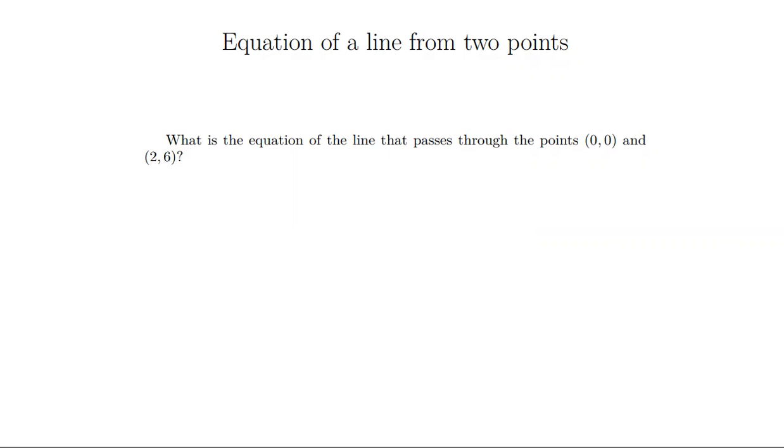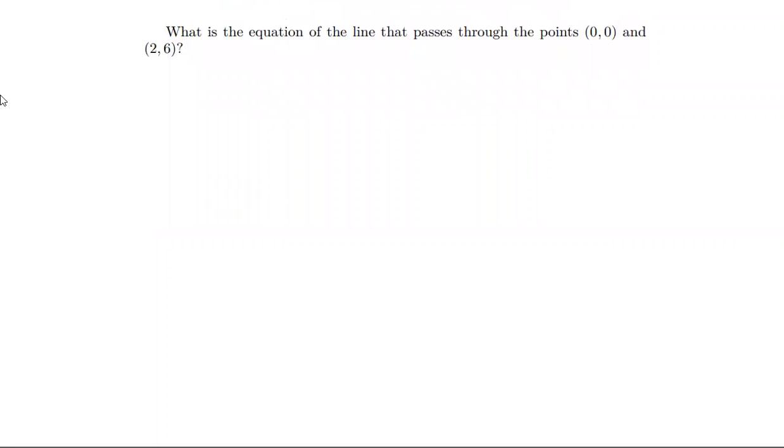Hi. So in this video, I'm going to talk about how to find the equation of a line from 2 points. So basically, how you find the equation of the line from 2 points is we'll do it in 2 steps. So step 1 is we'll find the slope of the line.